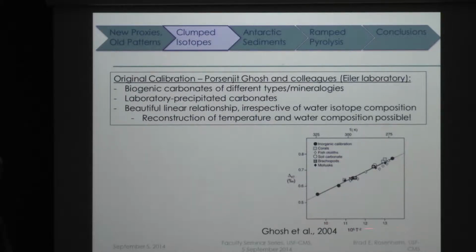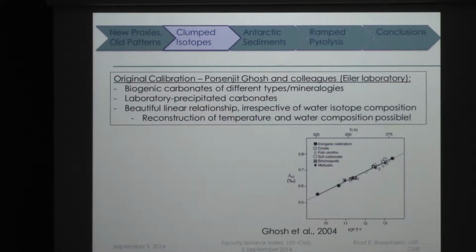We have temperature on this axis, plotted the way that geochemists like to plot it. And on this axis, we have this capital delta 47. 47 is the mass of a CO2 molecule. It has a C13, an O18, and an O16. So that's what we're measuring, are ion beams of that mass. And what this shows is that over a wide range of temperatures, this seems to work. There's a very tight linear relation.